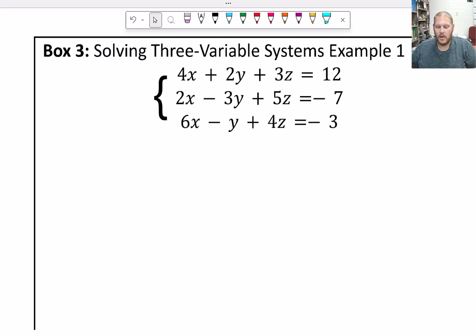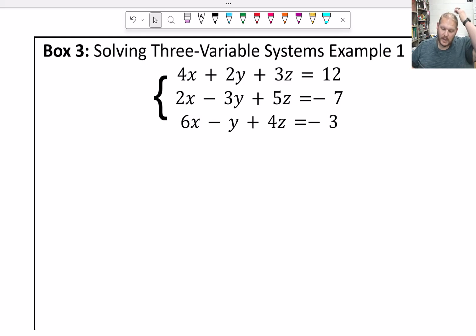So we're going to have to start off by getting it from a three-variable, three-equation system down to a 2x2, or a two-variable, two-equation system, and then repeat that process over again like we had done with our 2x2s on the front page. Okay, so that's going to look different depending on if you're going to do substitution or elimination. I'm going to show you one of each.